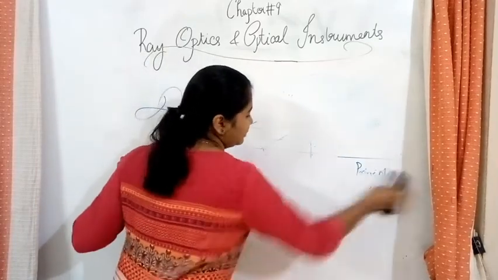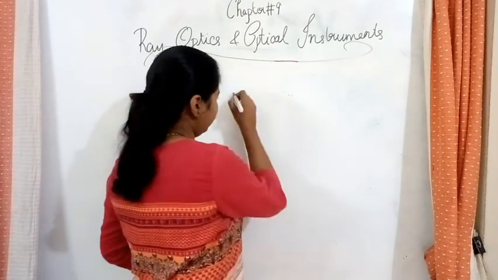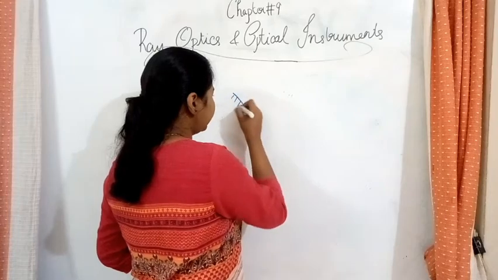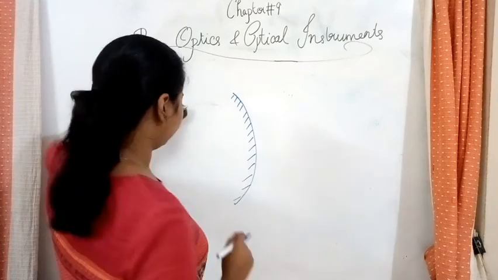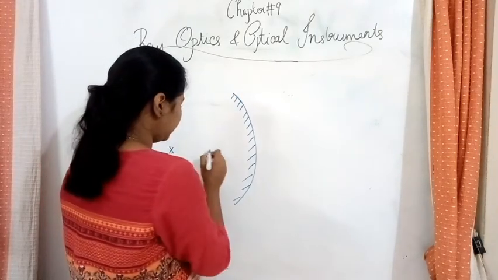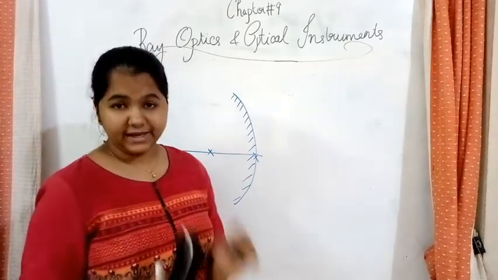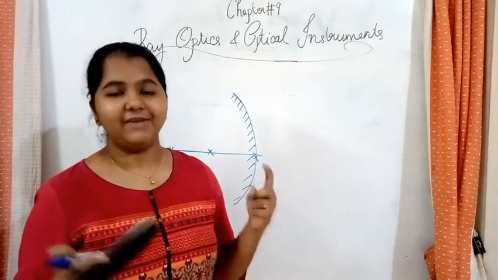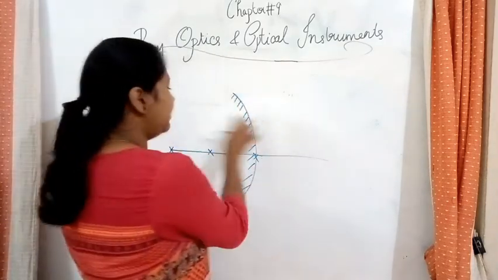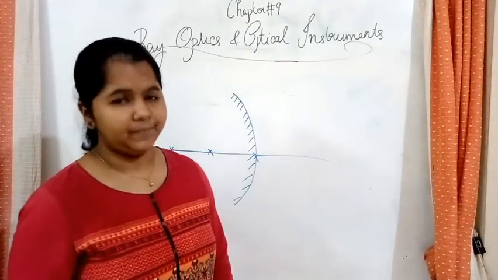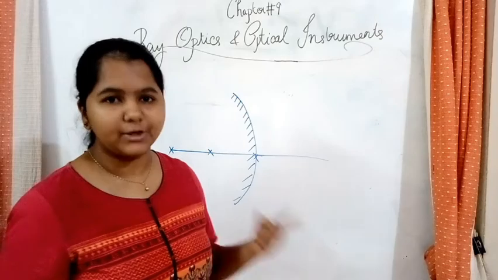How will a convex mirror look? A convex mirror would look like this, with the outer side being reflecting. This is the center of curvature, this is the focus, this is the pole. And by the way, what I forgot to mention is, when we were learning about reflection in a concave mirror, we learned that when the ray is parallel, it will pass through the focus. But when you draw a normal, the normal would pass through the center of curvature.